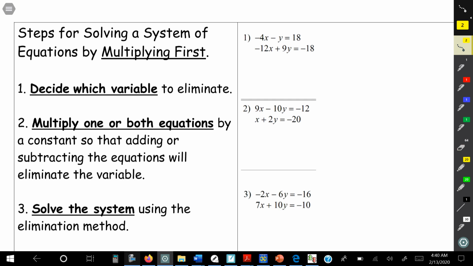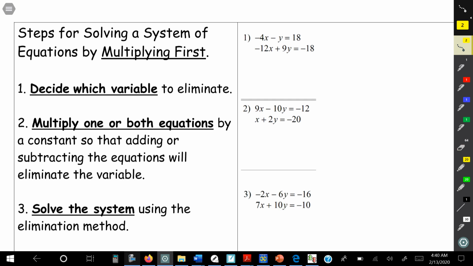Okay, so here are the steps for doing that process. Step one, you want to decide which variable to eliminate. Step two, you want to multiply one or both equations by a constant so that adding or subtracting the equations will eliminate the variable. And step three, then you go through the elimination method and solve for the variables.